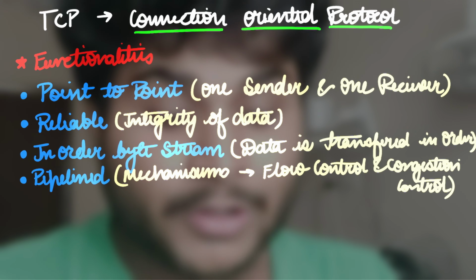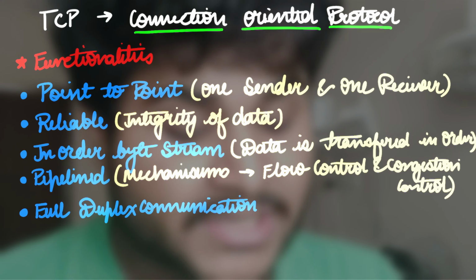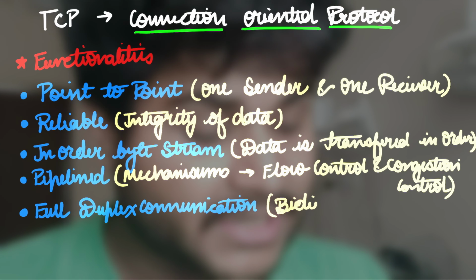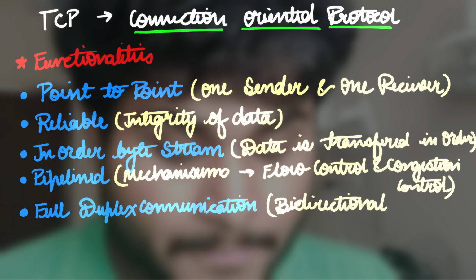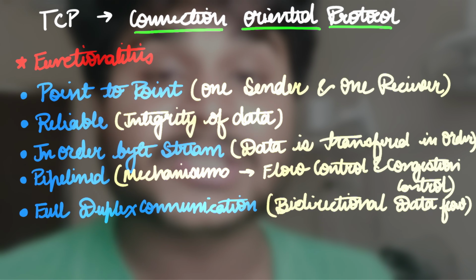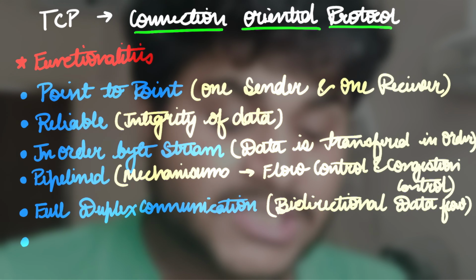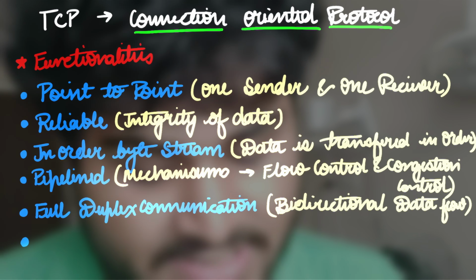Now, this protocol also follows full duplex communication. This means that both parties using the protocol can send data to each other at the same time. This allows for bidirectional data flow. What is the maximum amount of data that can be sent at a particular time? That is known as the maximum segment size, or MSS.